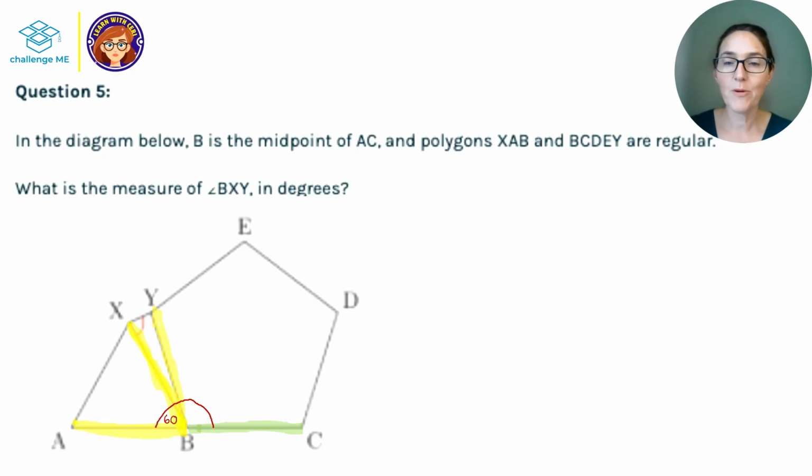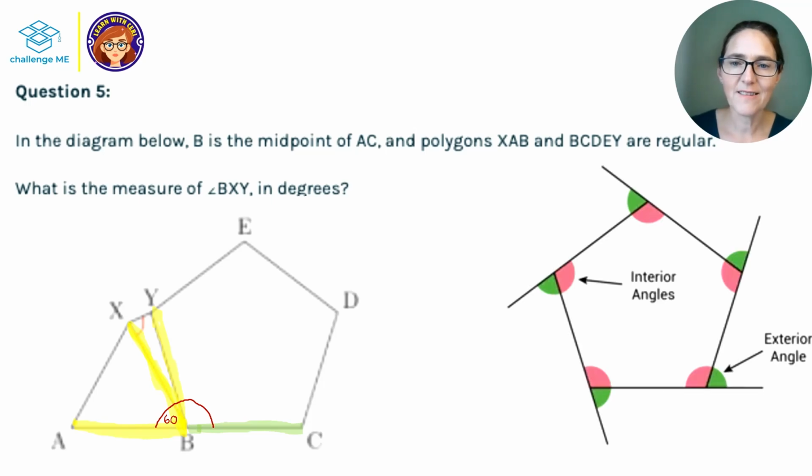The equilateral triangle angle is 60 there, and the angle ABC is 180 because it's on a straight line. You might know the interior angle of a regular pentagon, but in case you don't, there is a nice neat rule for the angles in any regular polygon. The easiest way to think of it, this happens to be a pentagon, but this works for all regular polygons, is that the exterior angles always total 360.